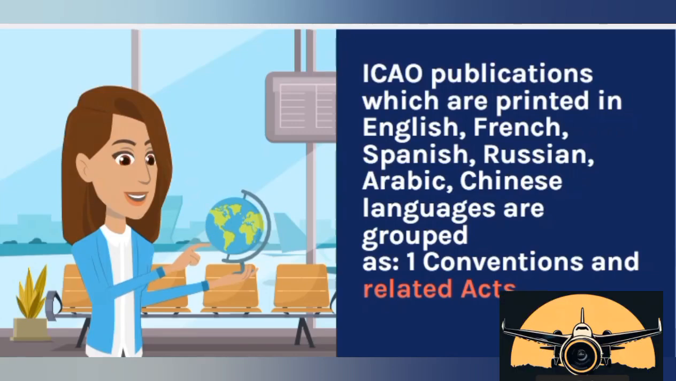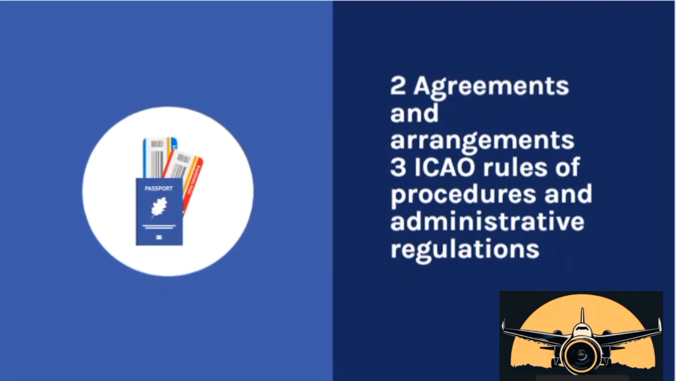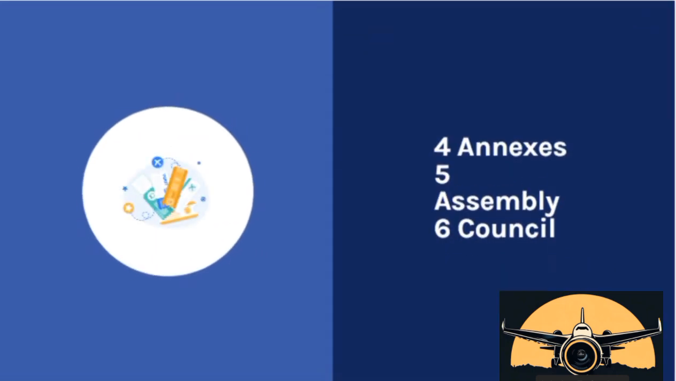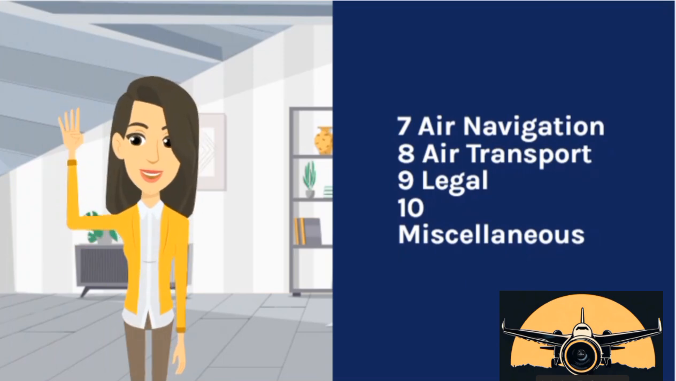The publications which are printed in English, French, Spanish, Russian, Arabic, Chinese languages are grouped as: 1. Conventions and related acts, 2. Agreements and arrangements, 3. ICAO rules of procedures and administrative regulations, 4. Annexes, 5. Assembly, 6. Council, 7. Air navigation, 8. Air transport, 9. Legal, 10. Miscellaneous.